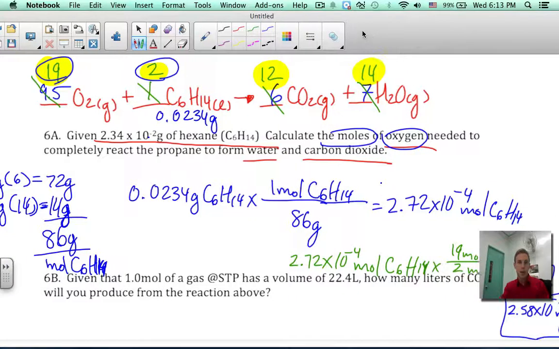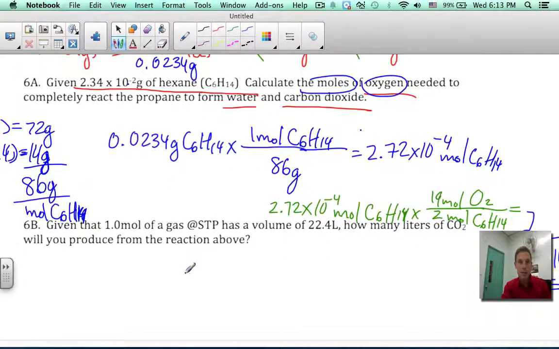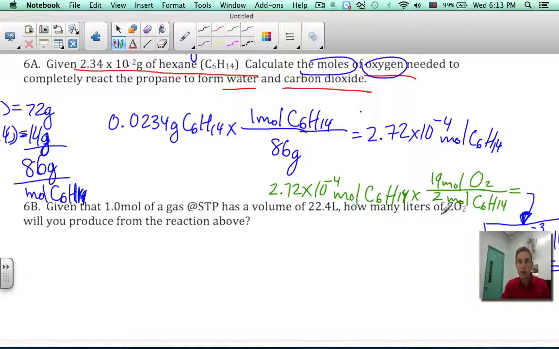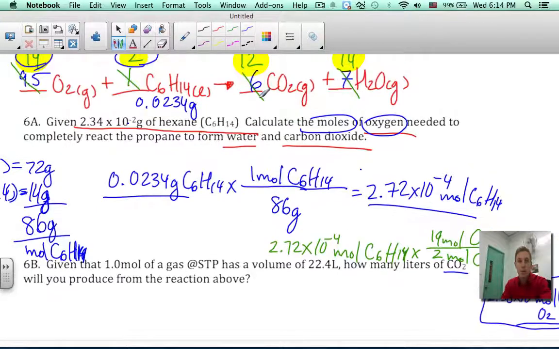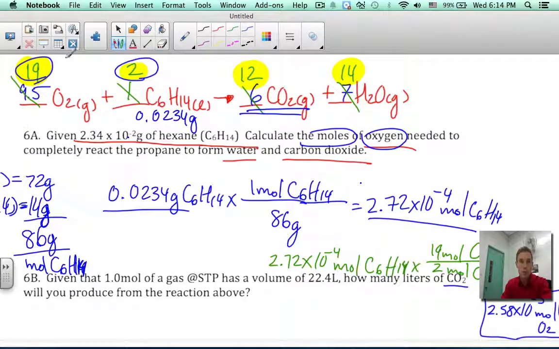Now, if I'm given that 1 mole of gas at STP has a volume of 22.4 liters, how many liters of CO2 will you produce from the reaction above? Well, we take one of the reactants, either this one or this one. Doesn't matter which one. This is not a limiting or excess reactant problem. I calculated the exact amount of oxygen that I need to react with the amount of hexane. So take either one of the moles of my reactants and convert it into moles of my CO2 product. It's 12 to 2 or 12 to 19. I'm just going to go 12 to 2 and use my moles of hexane.